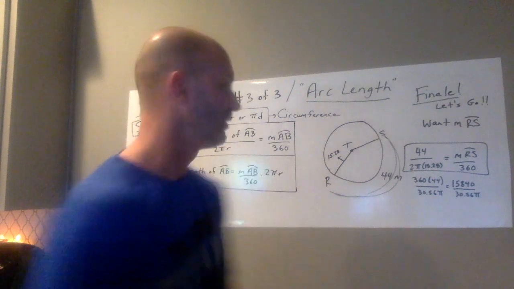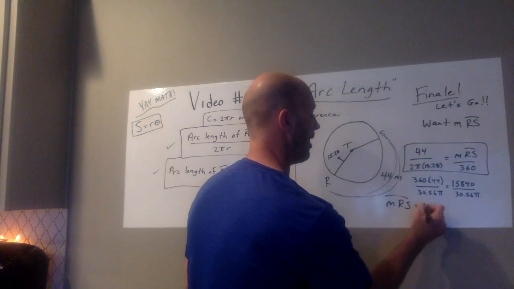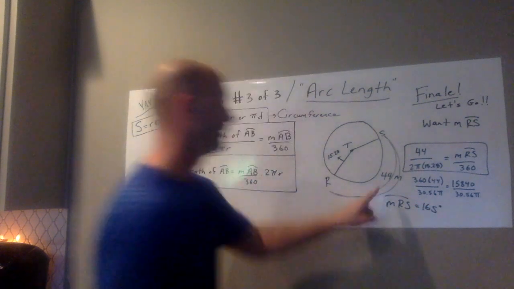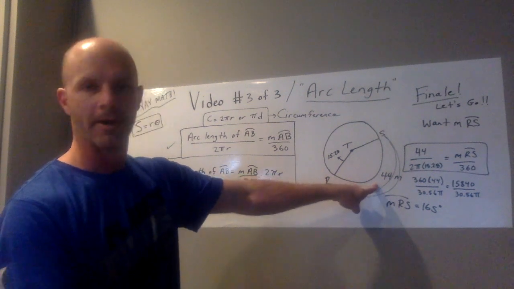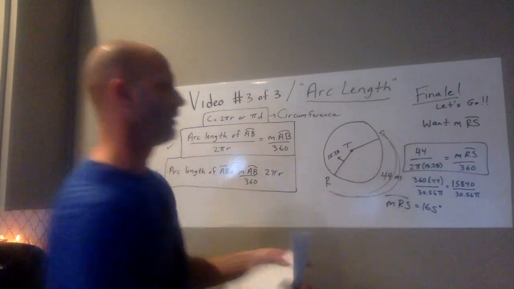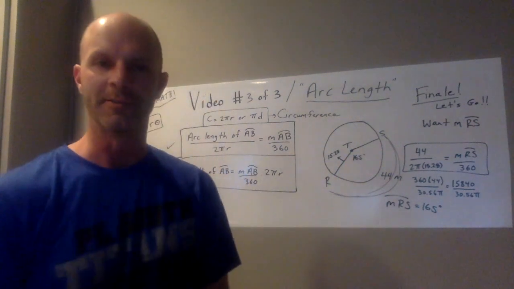That is correct. So we're going to say that the measure of RS is about 165 degrees. That's pretty close. That looks, again, with a quick drawing on my behalf, about 165 degrees. That's because this angle right here, STR, is also 165 degrees.